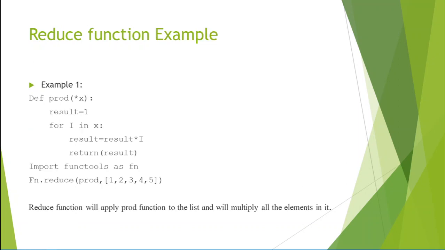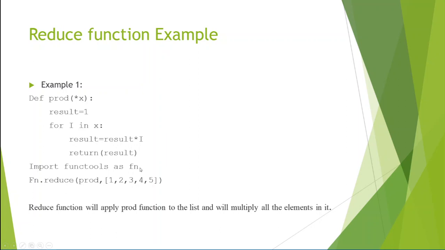Let's see the example of reduce function. Here we have a function called prod which will take arbitrary number of arguments, multiply them and return the result. Now here I am calling a functools module as fn. I'm giving it an alias fn.